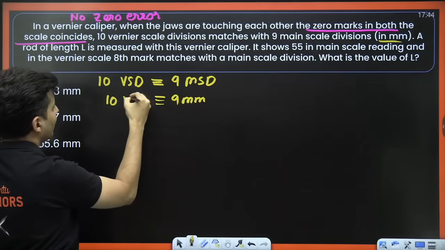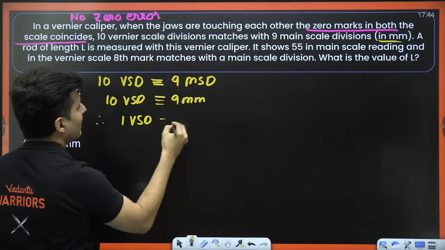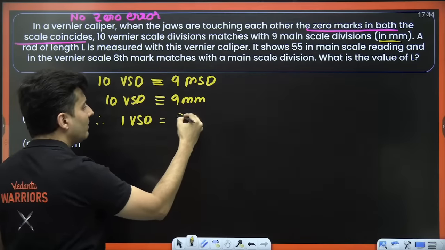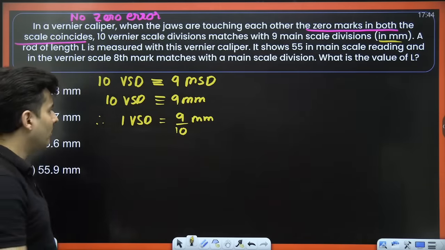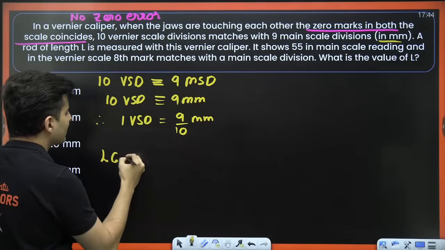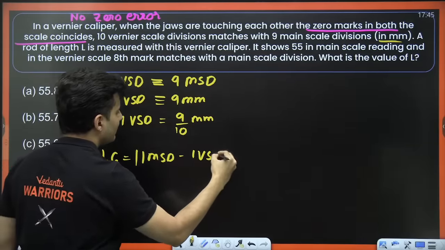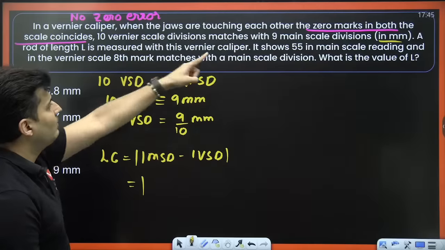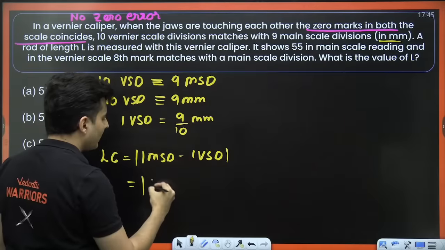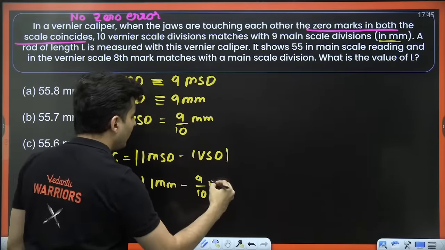But that is for 10 vernier scale divisions. Therefore, one vernier scale division will be how much? You divide 9 millimeters into 10 parts. So my dear students, what's the least count going to be? One main scale division minus one vernier scale division. What is one main scale division? One main scale division was 1 millimeter. One vernier scale division is 9 by 10 of a millimeter.